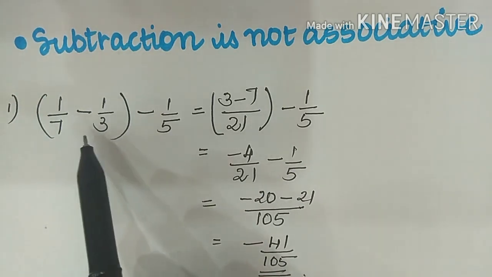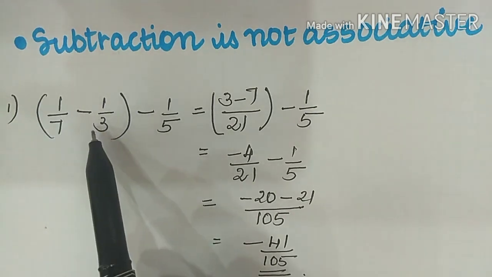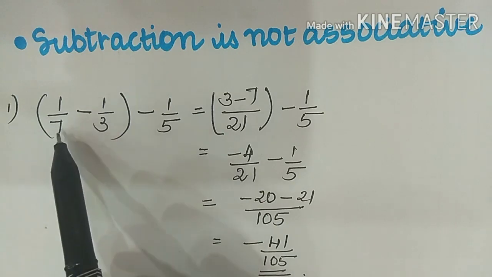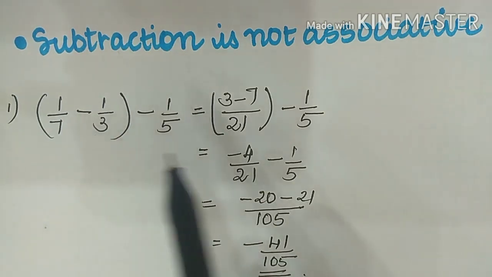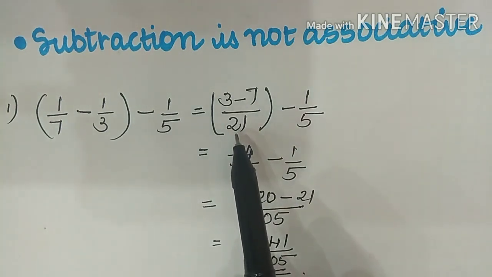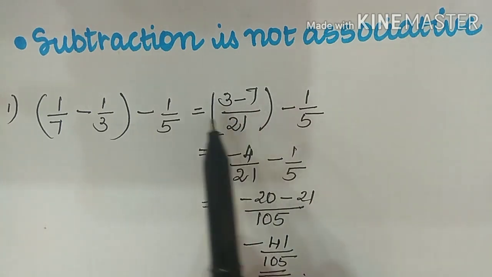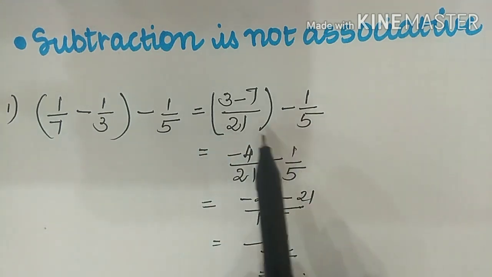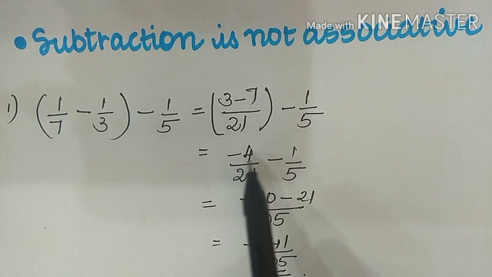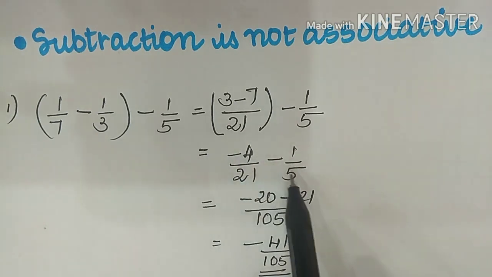Okay, let's do the calculation inside the first bracket. We'll do 1 by 7 minus 1 by 3. Here the denominators are 7 and 3, and their LCM is 21. While solving, the numerator will be 3 minus 7. Then minus the third rational number, which will be written as it is, that is 1 by 5. Again 3 minus 7, which is minus 4 by 21, minus 1 by 5.